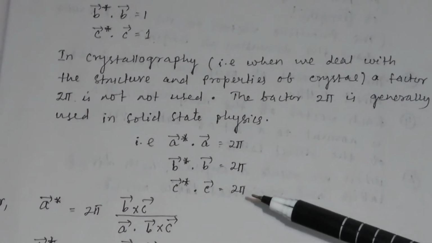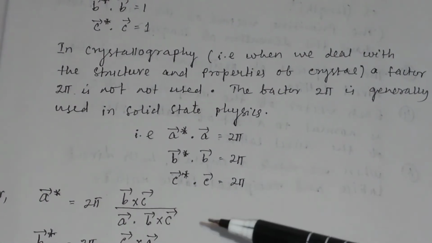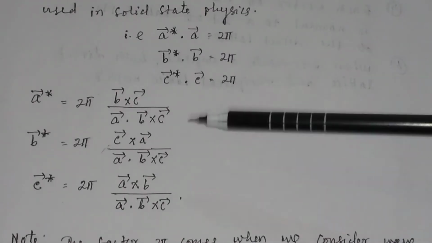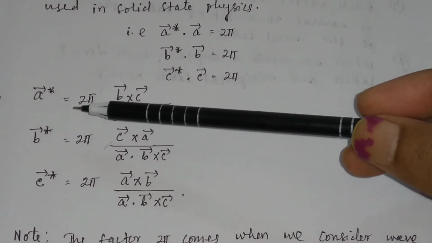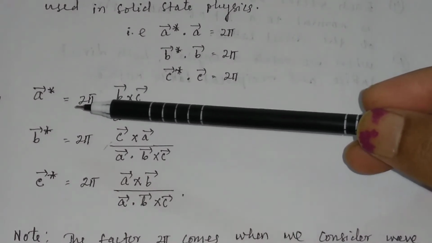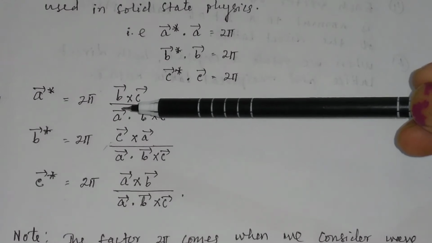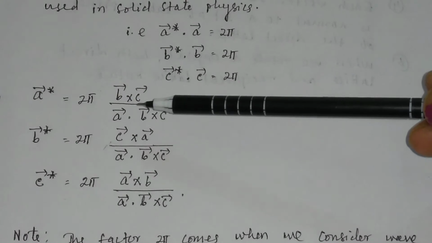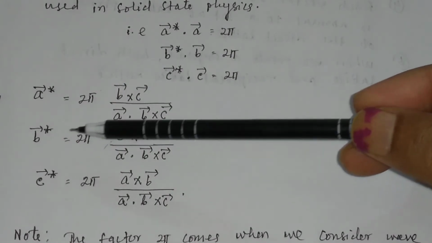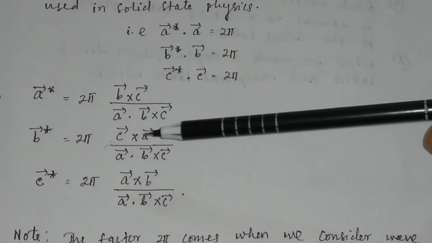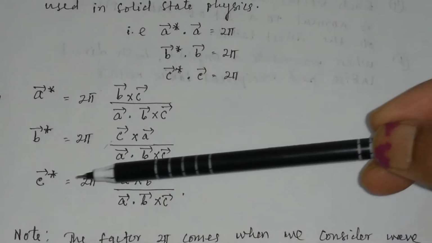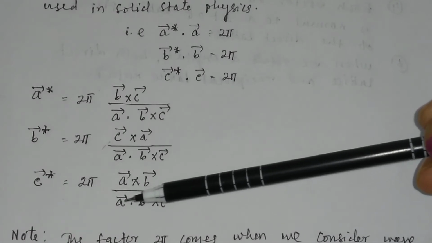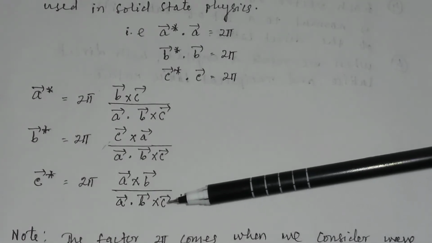Similarly, the relation between A star, B star, C star, that is the lattice parameters in the reciprocal lattice, in terms of the lattice parameters in the direct lattice can be related by A star equal to 2 pi into B cross C divided by the volume. Similarly, B star is equal to 2 pi into C cross A divided by the volume, and C star is equal to 2 pi into A cross B divided by A dot B cross C, or the volume.